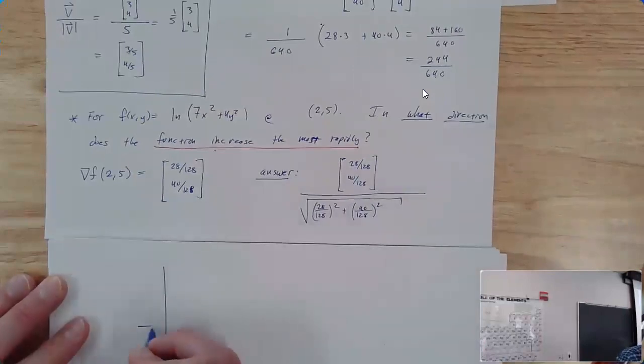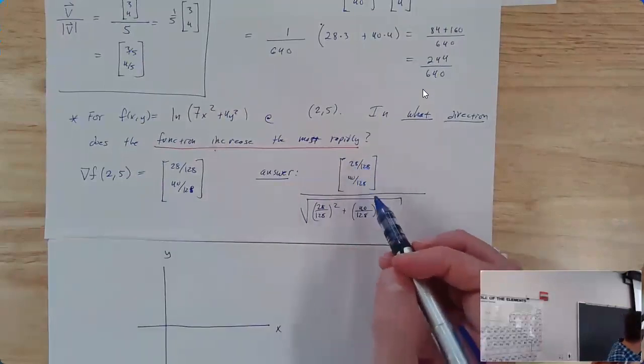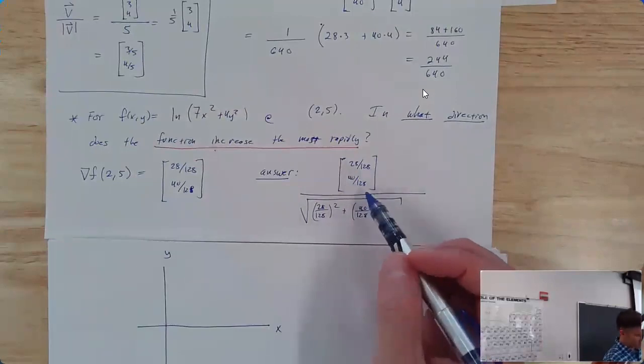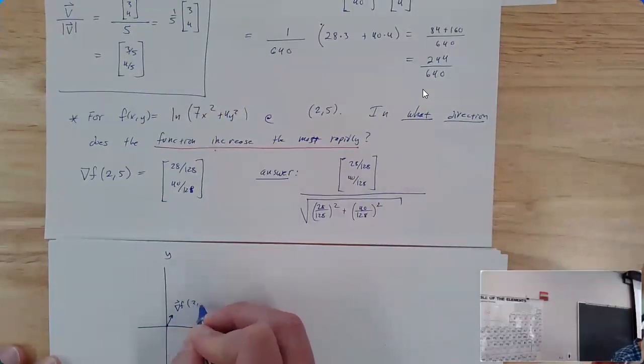So that direction is 28 over 128 in the x direction and 40 over 128. So 28 over 128, about 1/5. 40 over 128, about 1/3. So I mean, it's like a tiny little vector here. There's my vector, there's my gradient of f at the point (2, 5).